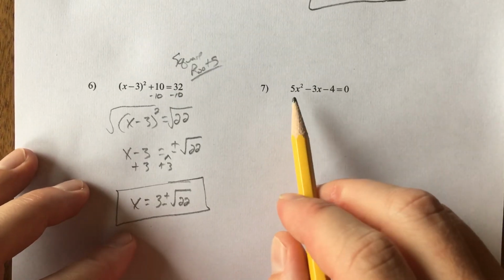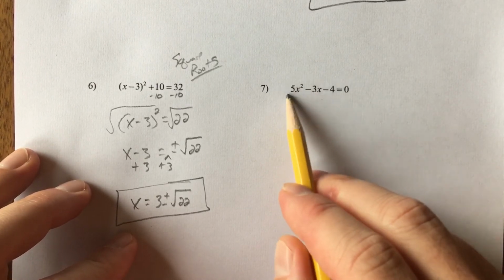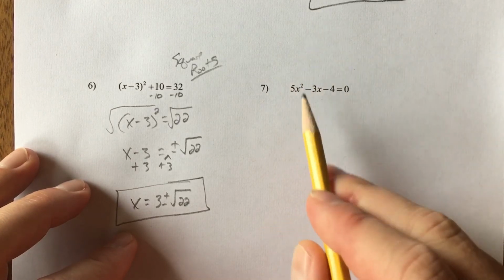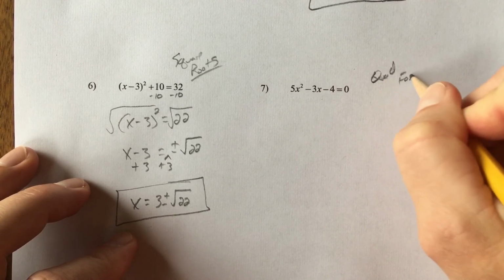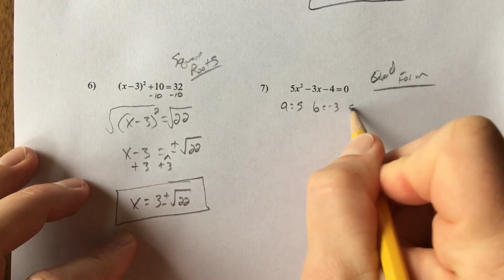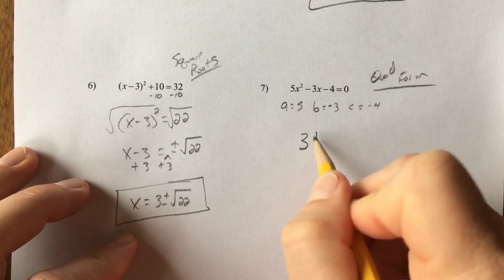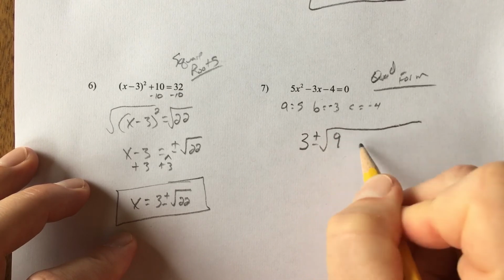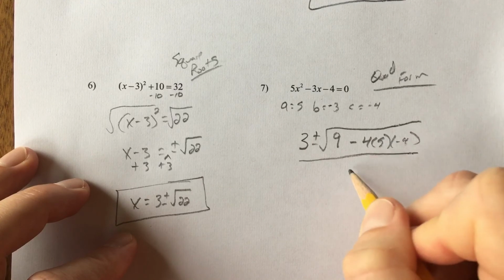We get to this last one, not factorable, at least not something I'm going to try to factor. It's got something other than 1 in front, so I'm not going to do completing the square. It's not just a plain square term, so this one we're going to do by quadratic formula. So A is 5, B is negative 3, C is negative 4. So we're going to take the opposite of B, 3 plus or minus the square root of B squared. Negative 3 times negative 3 is 9 minus 4 times 5 times negative 4 over 2 times 5.